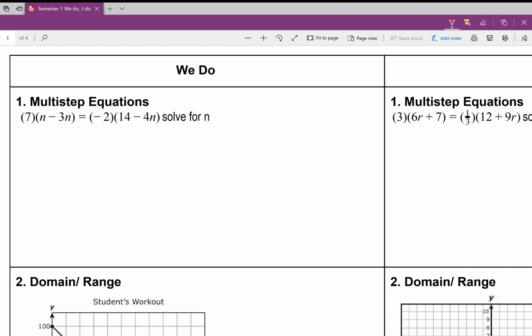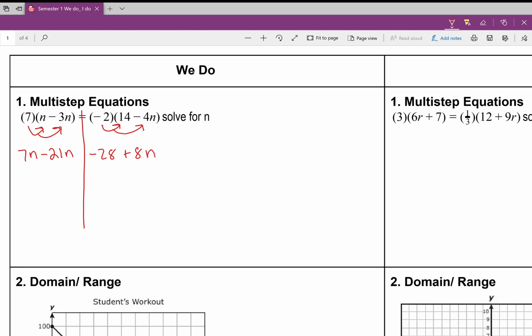So I'm going to go ahead and draw a line through my equal sign, and then I'm going to simplify both sides. So this 7 is going to distribute inside the parentheses. So I have 7n minus 21n. And then I have this negative 2 that's going to distribute inside the parentheses. So I have negative 28 plus 8n.